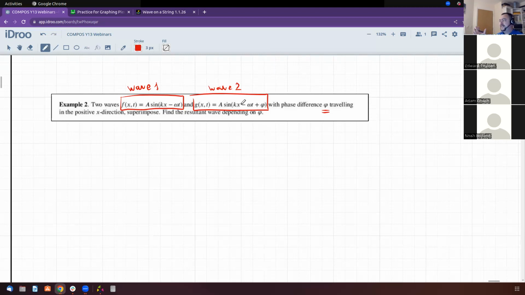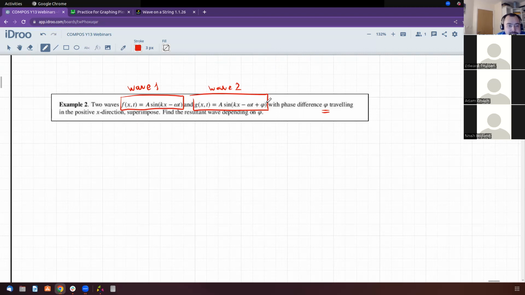Does everyone understand what the phase difference is? Or do I need to explain? Is there anyone here who does not understand what phase difference is? Please let me know. There's nothing to be embarrassed about. Okay. So I assume everyone knows.